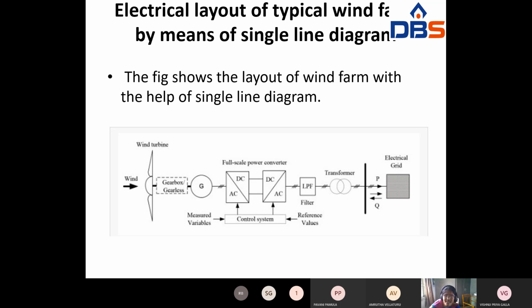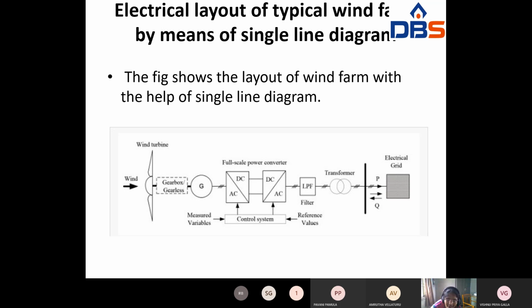See, the electrical layout of a typical wind farm by means of a single line diagram. Here you can see the wind farm. First, these are the wind turbines. This is a wind turbine, this is the gearbox, and this is a generator. In the generator you convert the mechanical power into electrical power.